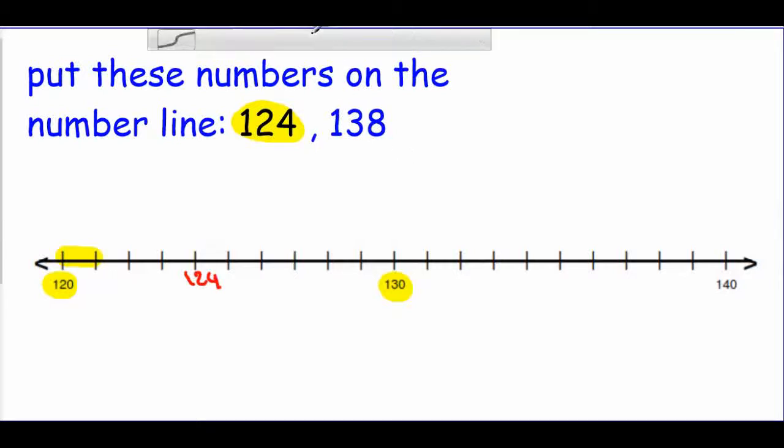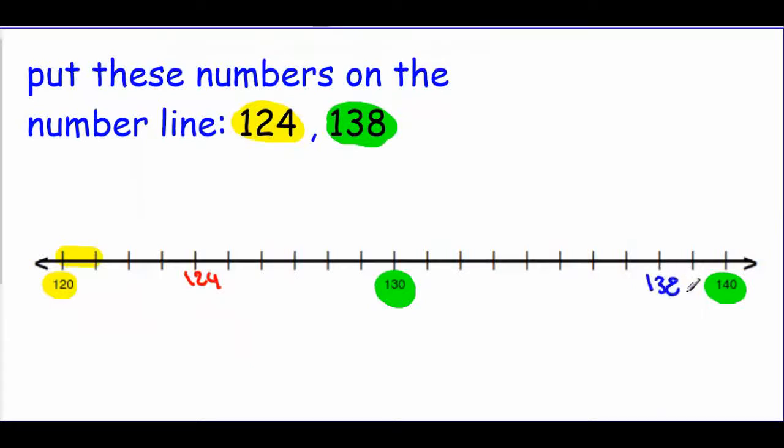Okay, 138. I know that 138 is between 130 and 140. It is somewhere here. Using the same strategy, I see marks and each mark represents 1. So 138 is here. If you look carefully at this number line, you can see that the numbers come in order from smallest to greatest. And on the number line, the numbers go from smaller to greater when you go from left to right. So if you go like this, the numbers get greater.